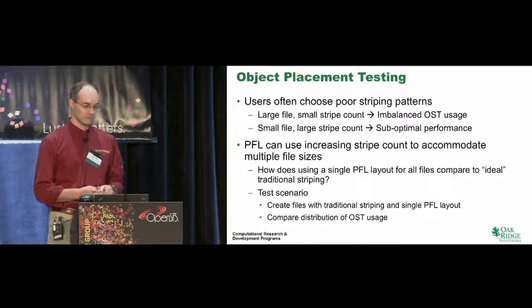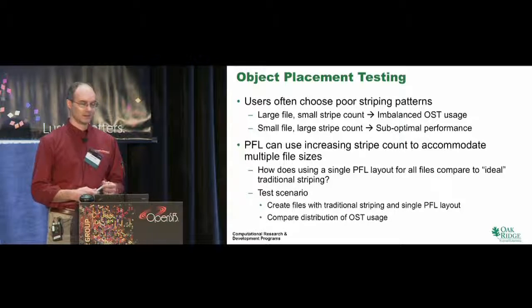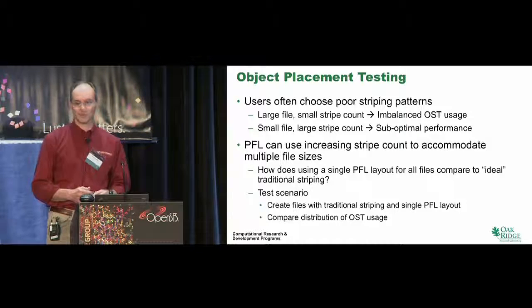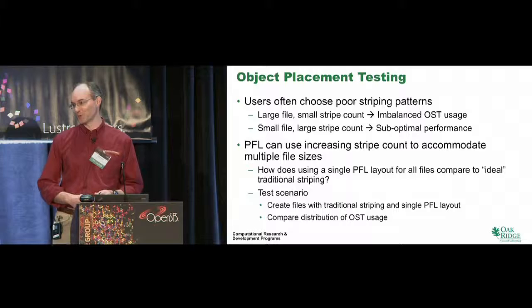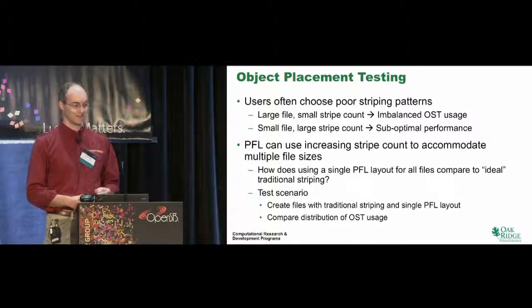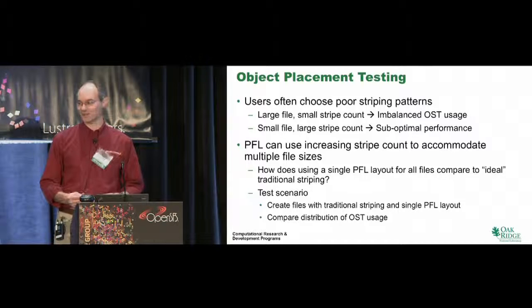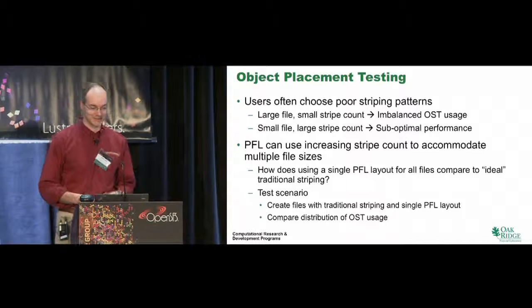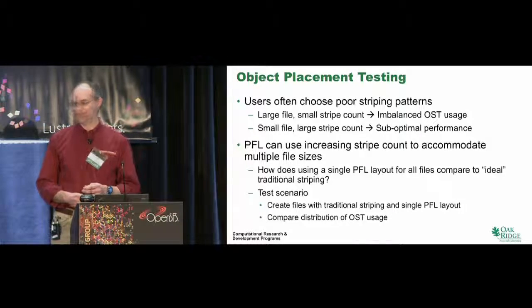One of the other tests that we did looked at object placement. It's no surprise to anybody in here who's done Lustre system administration that users often choose poor striping patterns. People create large files with small stripe counts, and then you get imbalanced OST usage or your OST fills up. Likewise, people take small files and stripe them over large numbers of OSTs, thinking, well, if one's better, 64 must improve my performance that much. And well, that isn't the case when you want to do a stat or an ls -l or something like that.